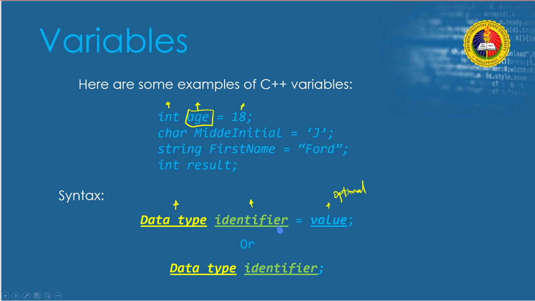So, for the next example, we have char. That is our data type. Our identifier is middle initial and we initialize a value J. Same thing on the third, we have our data type, we have our identifier and the value, and then on the last one, we have data type and identifier only. Okay?